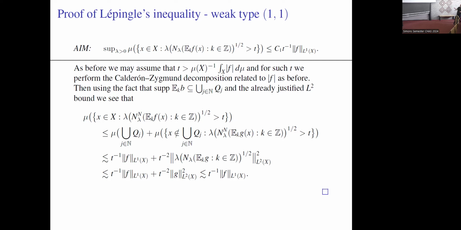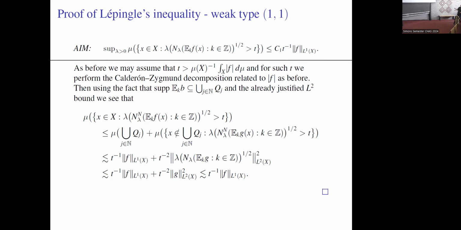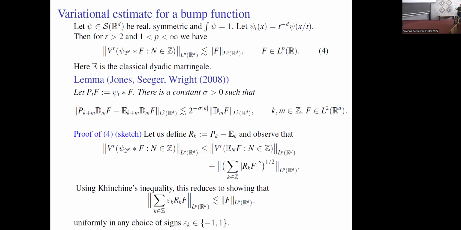So for the second term, we get this expression, and once again, using this simple observation that G has smaller L1 norm and L infinity norm is smaller than T, we get what we want. Okay, so here in fact, weak type 1 is very easy once we are able to prove L2 boundedness.